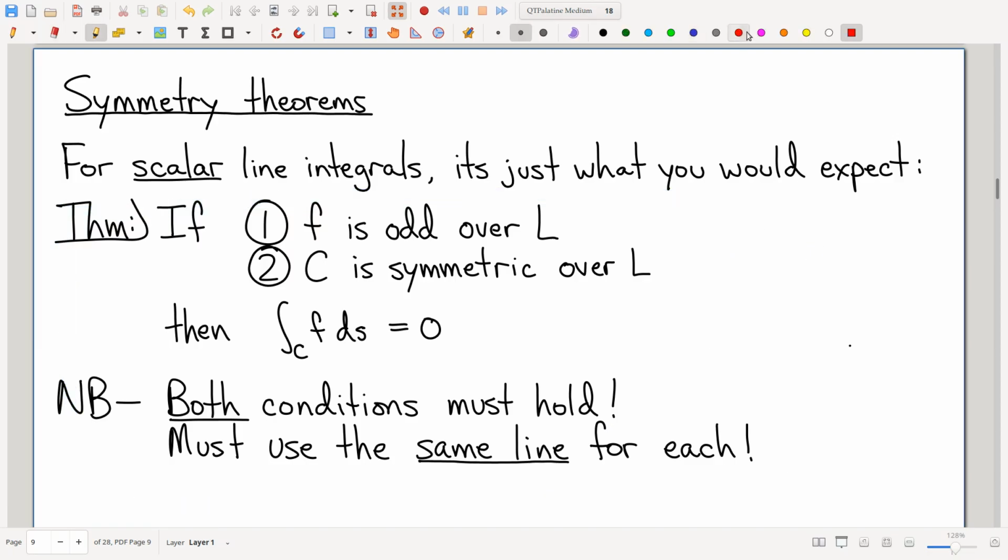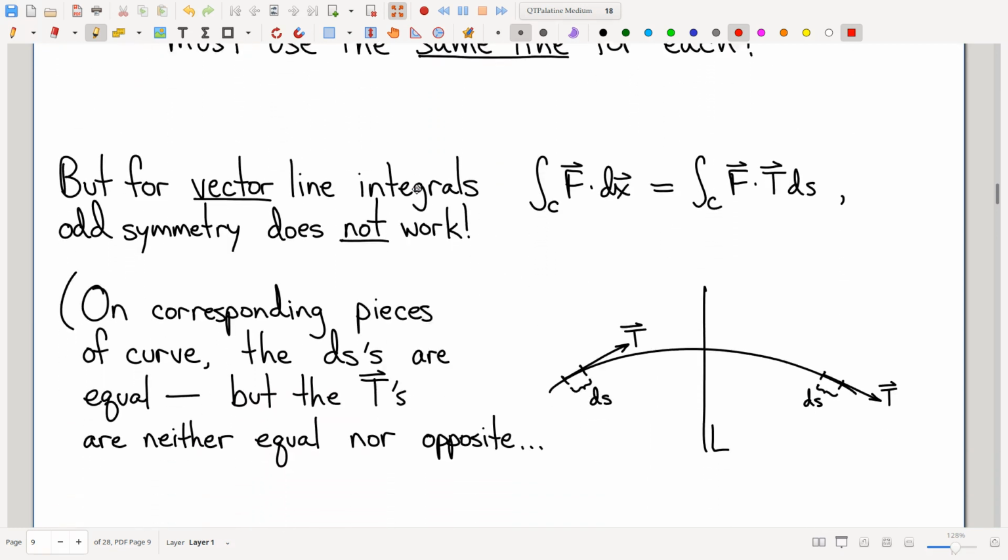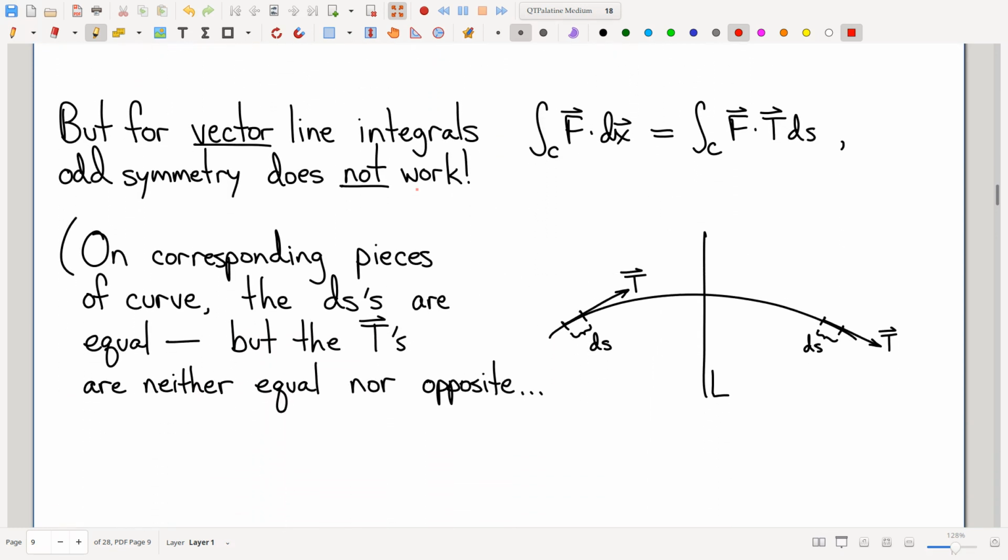Downside, warning: this is unfortunately just for scalar line integrals. Very importantly, only scalar line integrals. If you try to use this for vector line integrals, it doesn't work. There is no such theorem. If you were to try to create such a theorem, you would fail. It doesn't fit. It's just not true.